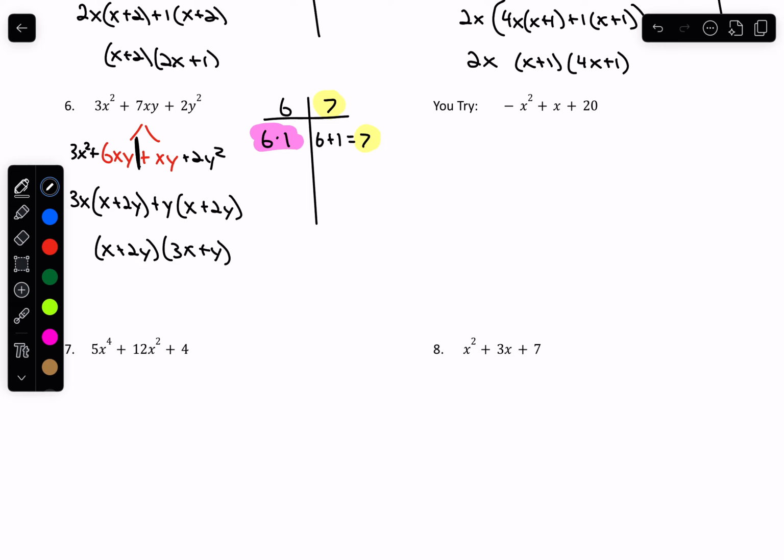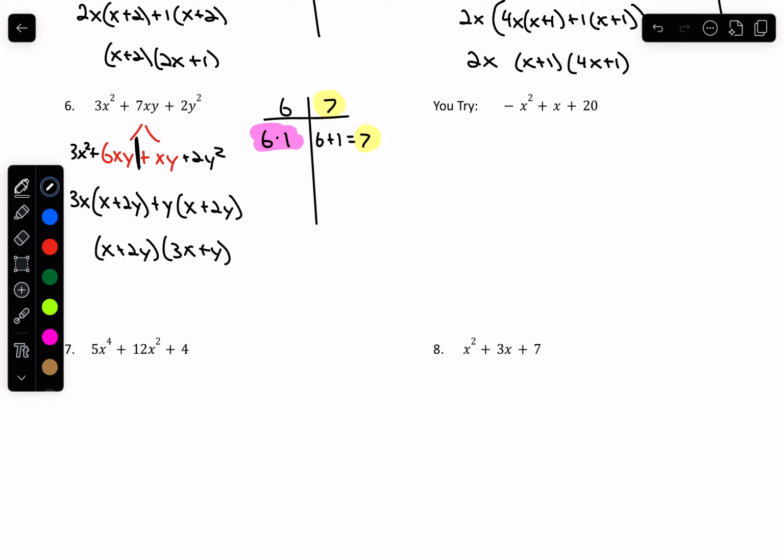It just felt a little bit harder at the beginning because that letter y was there. But notice that letter y just fits right into our AC method process. We almost were able to just ignore it. All right, next one. We have negative x squared plus x plus 20. If you haven't paused yet, please take a chance and try this for yourself.